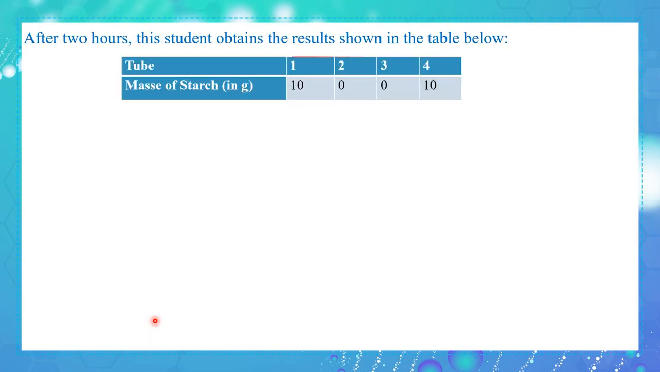After 2 hours, the student obtains the results shown in the table below. So as you can notice in the table, after 2 hours, tubes 1 and 4 still contain 10 grams of starch. However, tubes 2 and 3 contain no more starch.